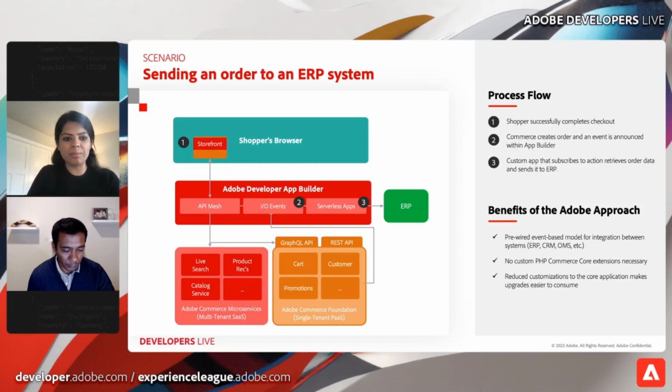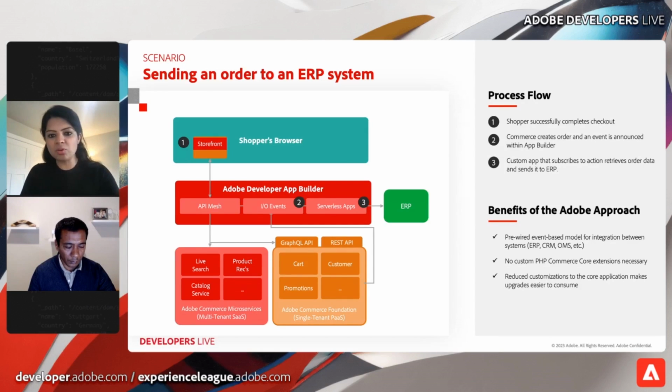This is very similar to what I talked about. We have a shopper's browser, where the shopper successfully completes a checkout for a particular order. Commerce is creating that order, and we announce that event within the App Builder. As soon as the app subscribes to that action, it receives the order data and it could send it to AWS, which could be your ERP over here.